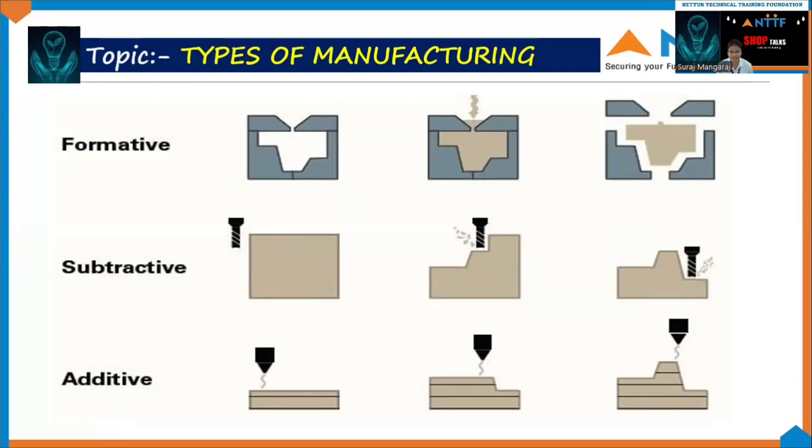In simple words, we can say the formation of material in a process is known as the formative manufacturing process. For example, casting, molding. Subtractive manufacturing process: the removal of material in a process is known as the subtractive manufacturing process. For example, drilling in workpiece, tapping. Additive: the addition of material layer upon layer is known as the additive manufacturing process. 3D printing or rapid prototyping is also known as the additive manufacturing process. And my topic is about this additive manufacturing.